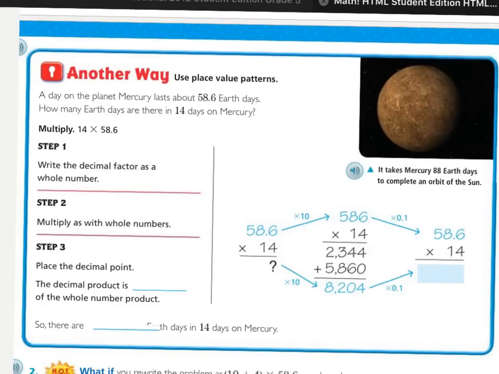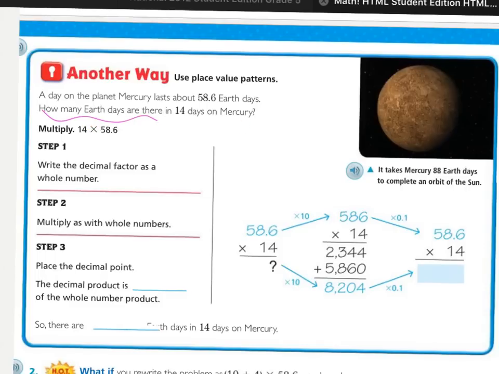So another way is to use the place value patterns. It's the same as yesterday, where we're going to move the decimal out of the problem and then put it back in. And this is the normal shortcut that people use. So we're going to practice that again. A day on the planet Mercury lasts about 58 6/10 Earth days. How many Earth days are there in 14 days on Mercury?